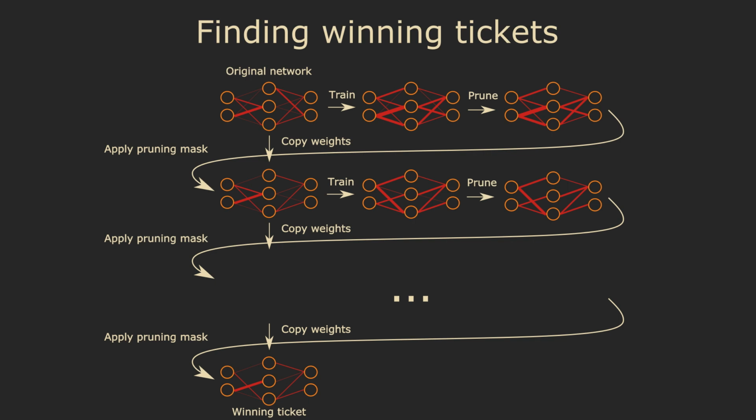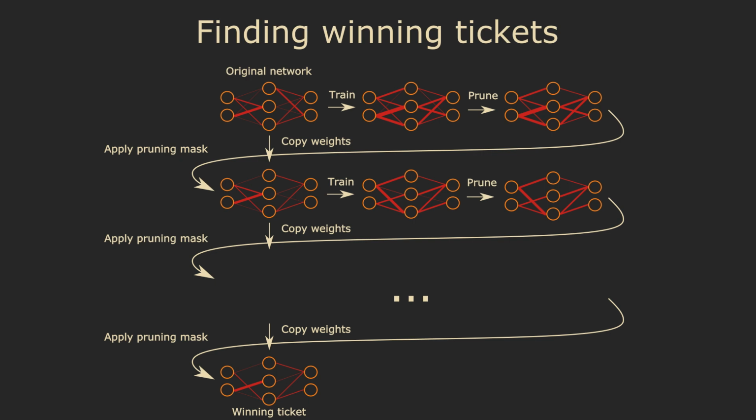Now comes the important part. We only keep track of the pruning mask and completely throw away the actual weights of the pruned network. And the reason is that we will actually go back to the weights of the original network and just copy them. However, we will keep the results of the pruning by applying the pruning mask. And yeah, that was one iteration of our algorithm.